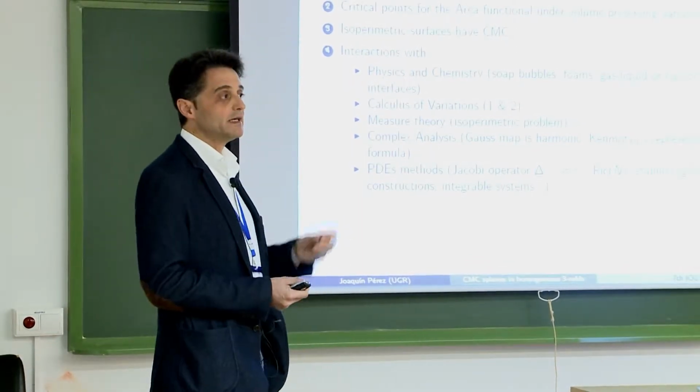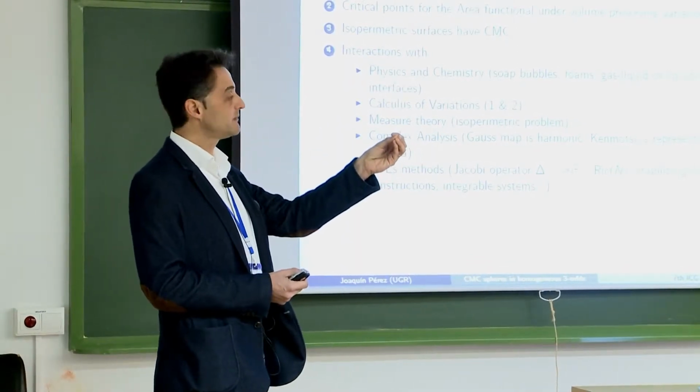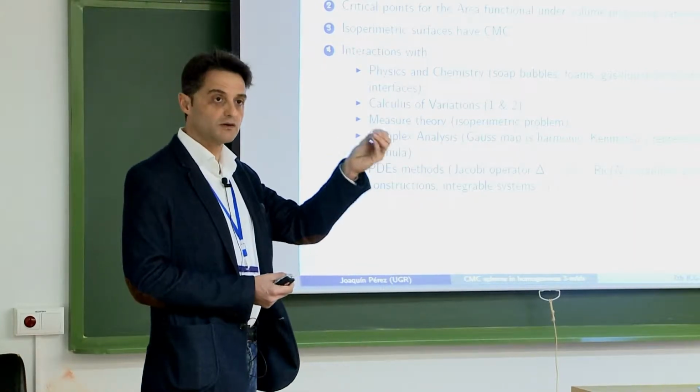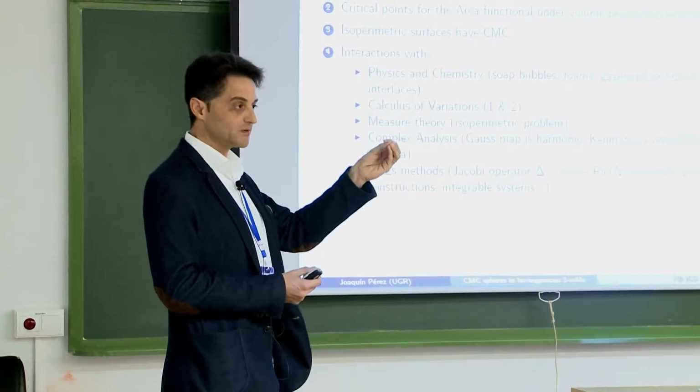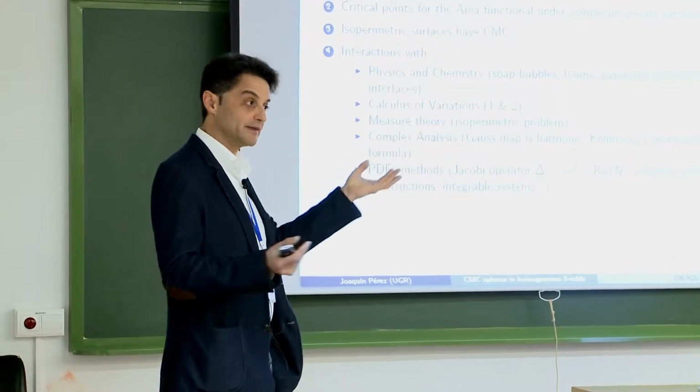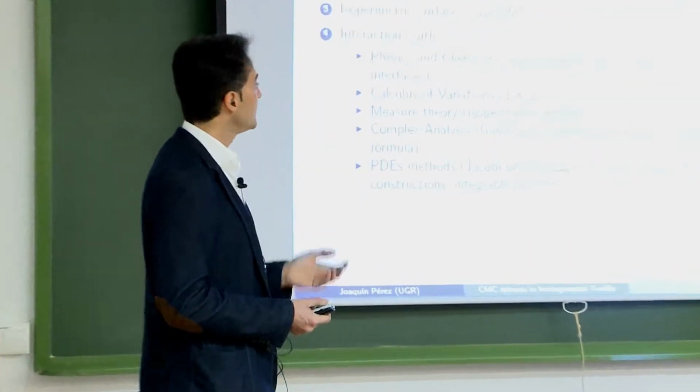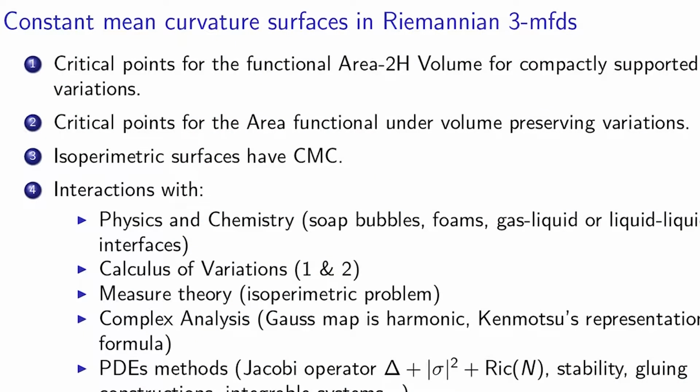So in particular, if you fix a volume in a Riemannian three-manifold and you want to minimize among all domains that enclose this volume and you want to minimize area, and this is an isoperimetric problem, then you will find minima for the second item. Okay? So in particular, there will be critical points and so CMC surfaces. The boundaries of this domain will be CMC.